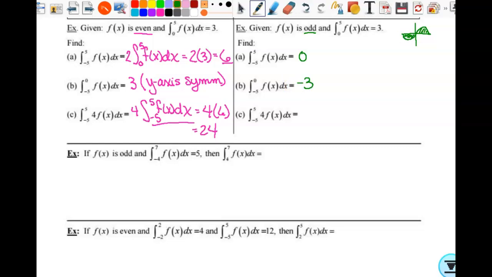And again, I'm not saying that this is a sine function, but it helps you wrap your mind around the odd. All right, and then here, this would be 4 times the integral from negative 5 to 5 of f of x dx. Did we figure this out? Yes, it's 0, so this is just 0.